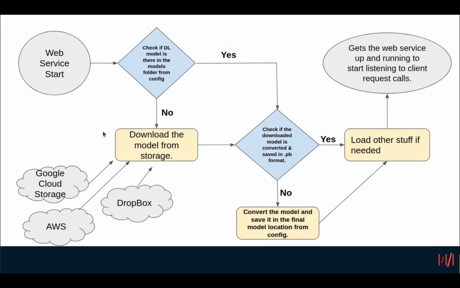So what we do, at the start of the web service, we check whether the DL model is there in our local system, where the web service is running. And if the local deep learning model that we want to access is not there, we can download the model, and we can keep the model anywhere. It's up to your preference.